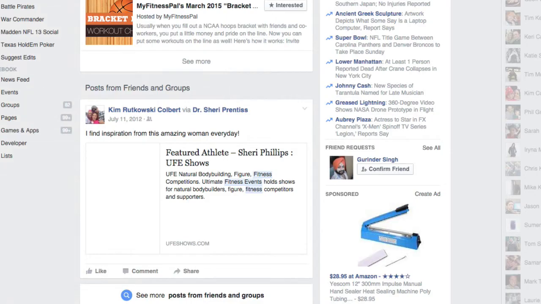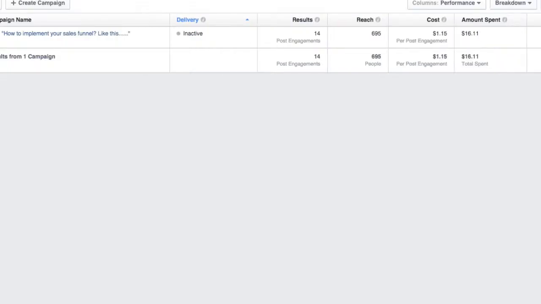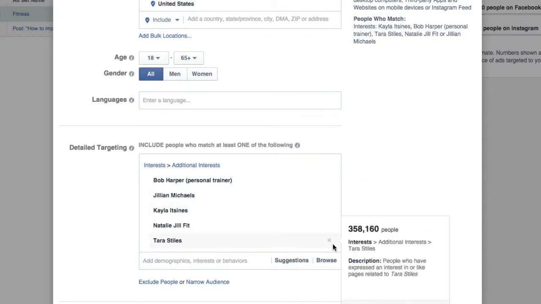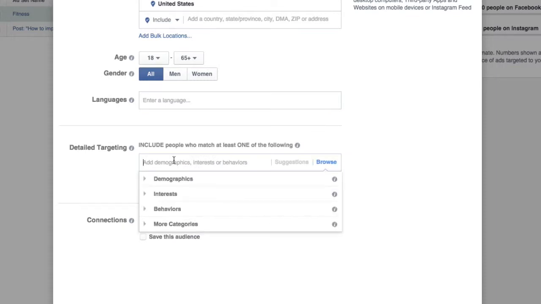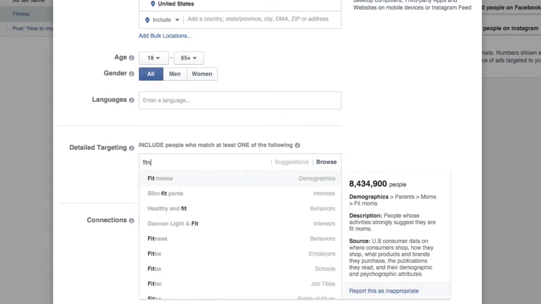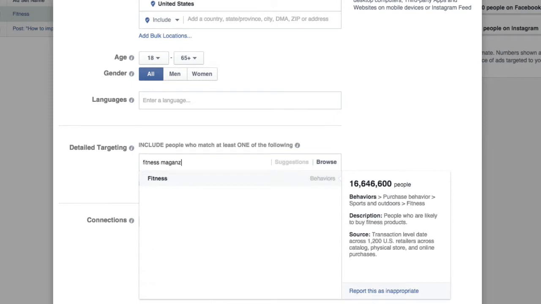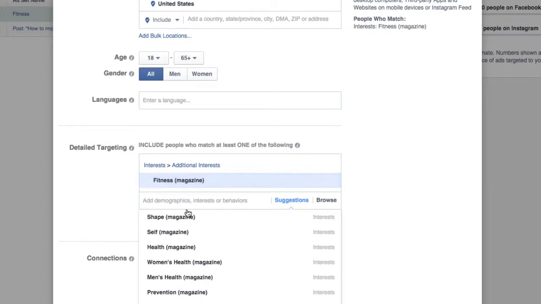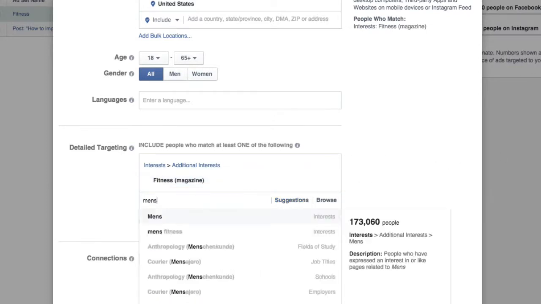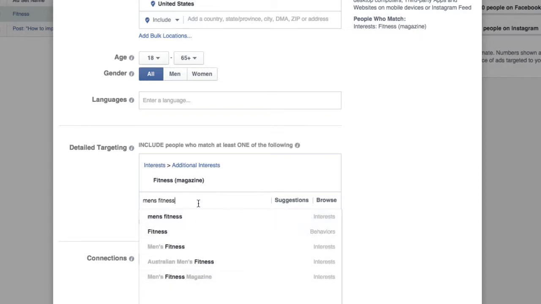So let's take a look and see what we get in here. Okay, so let's go ahead and just get rid of these, and we'll see what shows up here. So fitness magazine. There we go. All right, so fitness magazine. It looks to me like this is going to be the one here because it has the magazine at the end. So let's get that in there. That's 2.3 million. Men's Fitness magazine. There, that's the one.